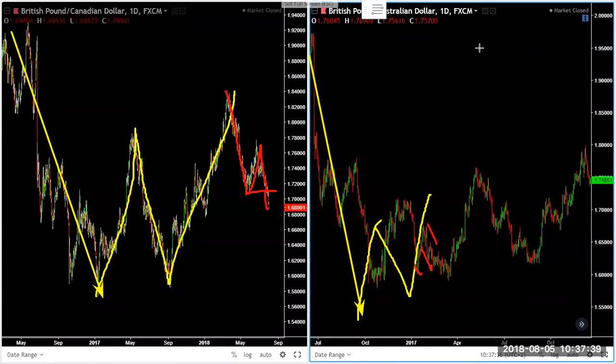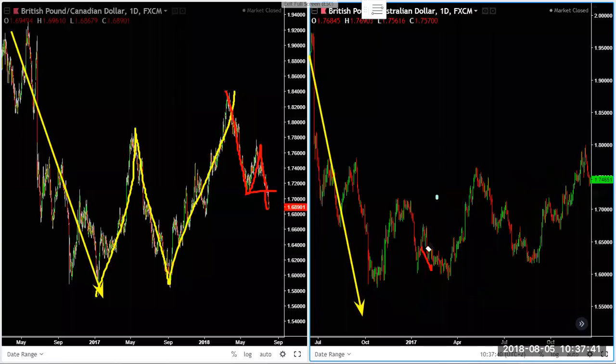Let's clear this side. When it made this three-wave bounce here, okay, my mouse has just gone quiet on me. Okay, I'll continue with this.